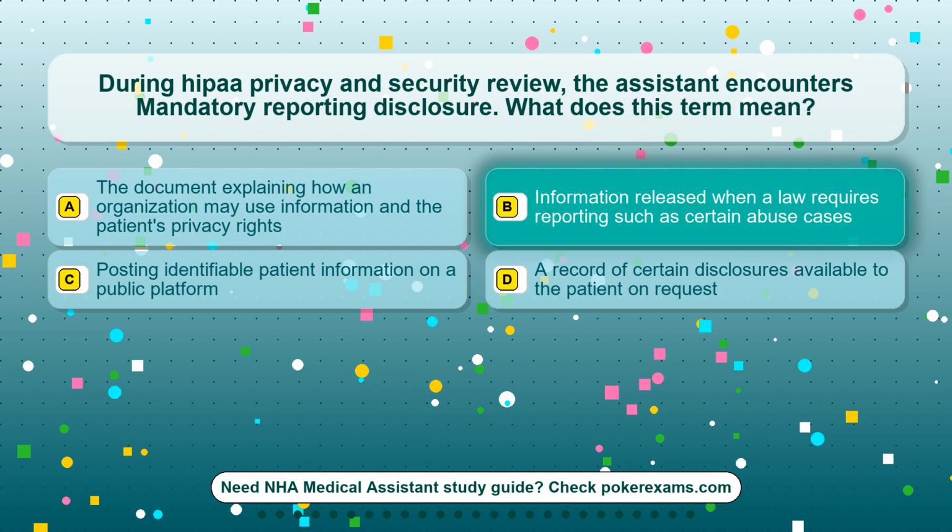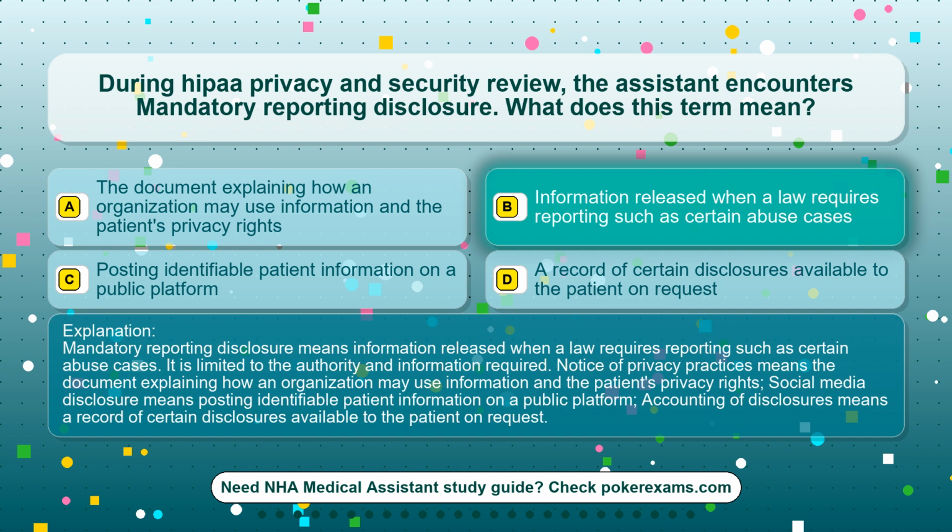The correct answer is option B. Information released when a law requires reporting such as certain abuse cases. Mandatory reporting disclosure means information released when a law requires reporting such as certain abuse cases. It is limited to the authority and information required.